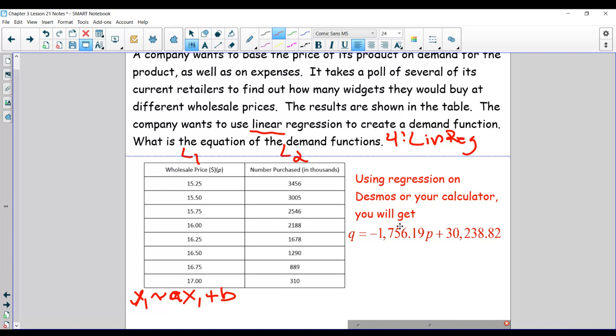You will get this for an answer: negative 1756.19 P. This would be P as it says right there, and this would be Q for amount purchased. That's why I used P and Q. With X and Y, you put Y is equal to, but make sure that you're using correct variables so you know what's what, and that would be your equation.